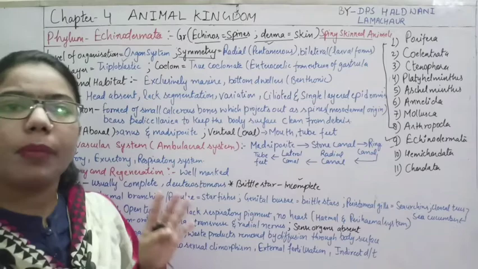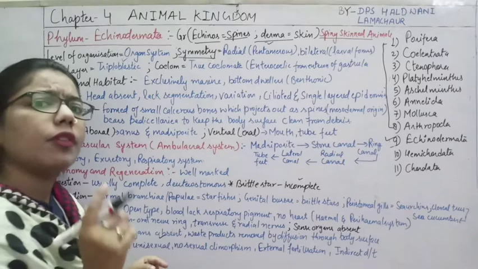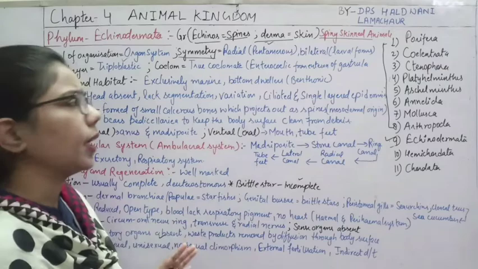Bilateral symmetry means that if we cut the body into 2 equal halves, it can be cut from only one plane, right? And in radial symmetry, if you cut the body into equal halves, you can cut from any plane. We have discussed all about it already.